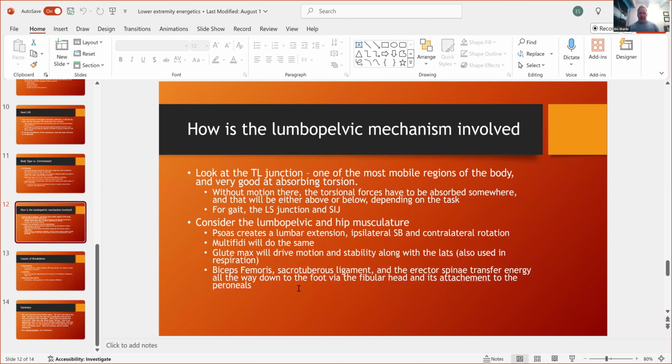Biceps femoris, sacrotuberous ligament, and the erector spinae, this is what we call the deep longitudinal sling. Basically, the biceps femoris comes up the leg, it attaches to the ischial tuberosity. There's actually a continuation of those same fibers from the tendon as the sacrotuberous ligament to the inferior lateral angle of the sacrum. Those have interconnections with the deep erector spinae muscle groups that help transfer energy all the way from the fibular head, meaning all the way down from the attachment of the peroneals in the foot up to the fibular head, connecting to the biceps femoris, and then transitioning all the way up through the trunk. So a lot of stability, a lot of easy ways for this passive kinetic energy to transition through the limb and into the trunk.